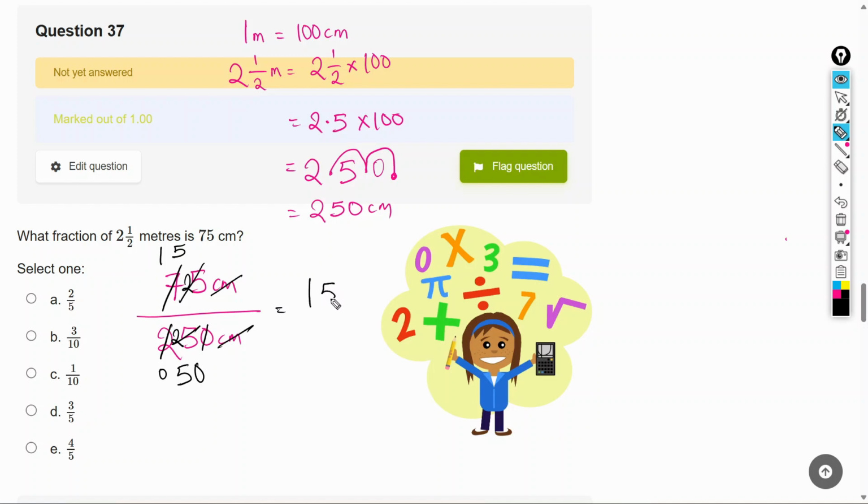That's 15 over 50. We can still divide by 5. 5 into 5 is 1. 5 into 0 is 0. 5 into 1 is 0, remainder 1, that's 15. 5 into 15 is 3. And that leaves us with 3 out of 10.